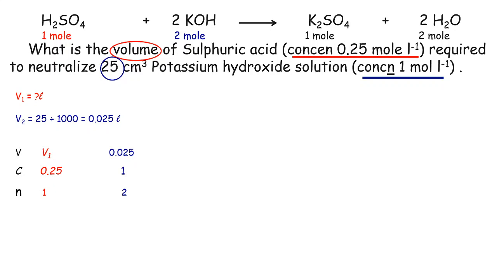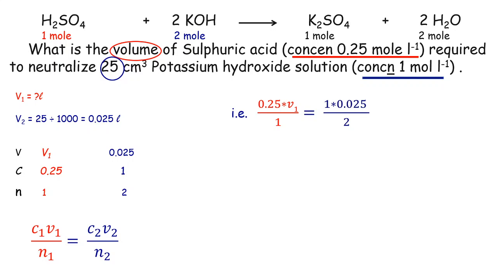So now we list our V, C and N neatly and find out what data we have. This is our equation: C1V1 over N1 equals C2V2 over N2, and we substitute our numbers in the equation and then we cross multiply. Now we can simplify by multiplying the numbers.